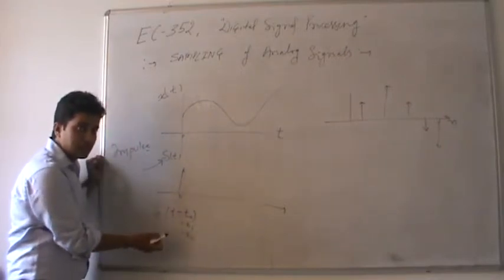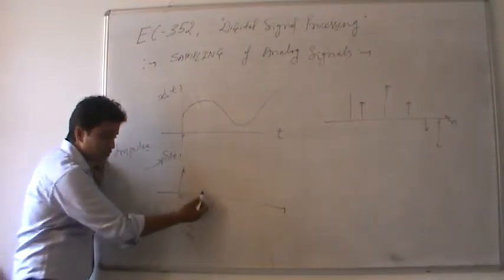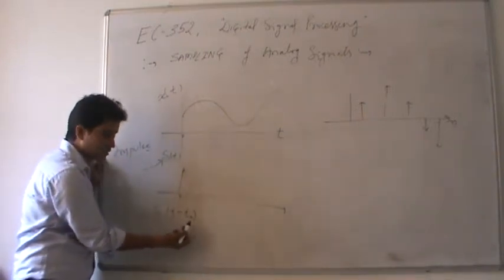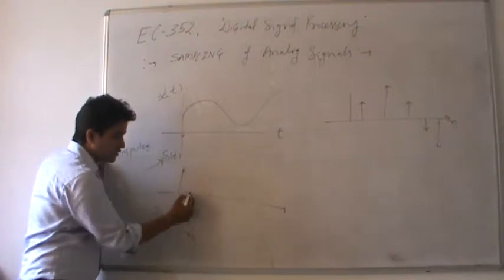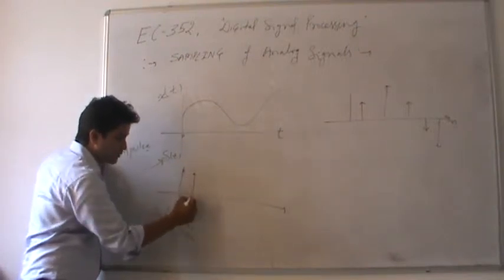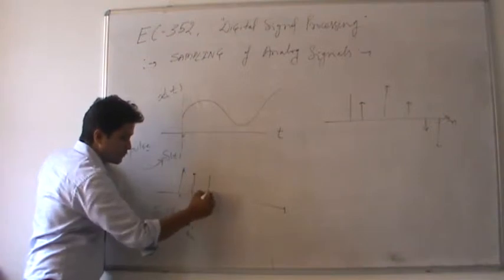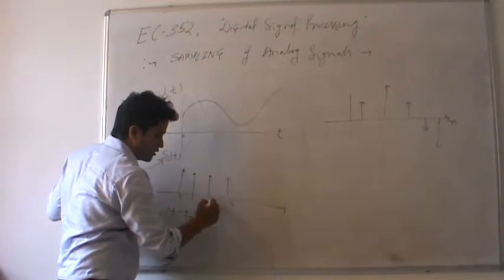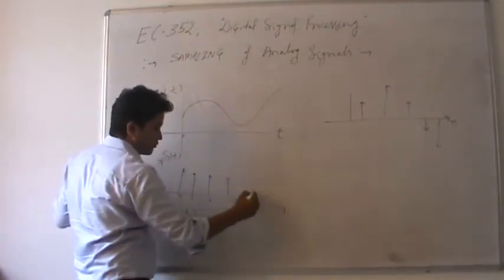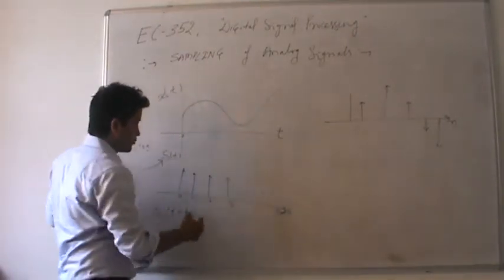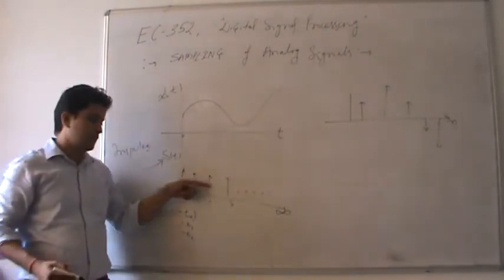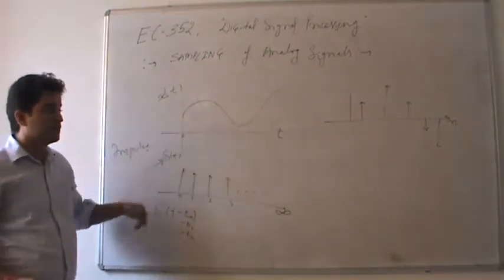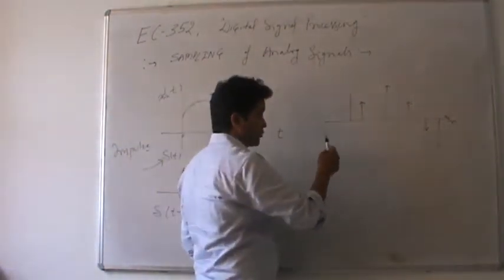As we learned in the last class, negative means what? A shifted version of the signal towards the right-hand side, or we can say a delayed version of the signal. So if it is delta of t, delta t minus t0, t1 may be here, t2 at this position, and t3 at this position, and so on up to infinity. So we have a train of impulses and we have a signal here. If you multiply these two signals, we will get this kind of response.